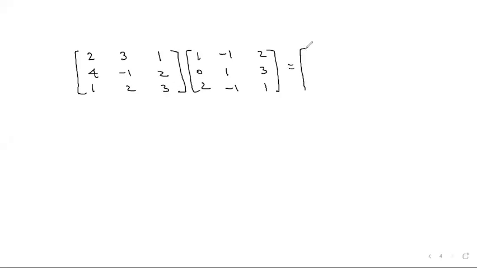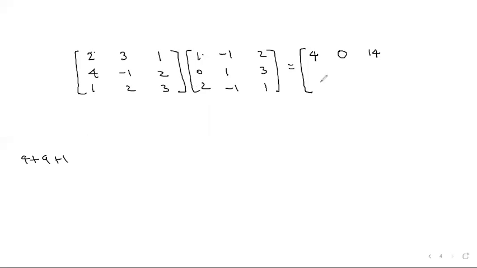Write this one: the matrix 2, 3, 1; 4, minus 1, 2; 1, 2, 3, multiplied with the matrix 1, minus 1, 2; 0, 1, 3; 2, minus 1, 1. When you multiply, what answer will we get? I'll write down. 2 plus 0 plus 2 gives you 4. If I make a mistake, help me out, okay? Minus 2 plus 3 minus 1, so 0. 4 plus 9 plus 1, so 14.